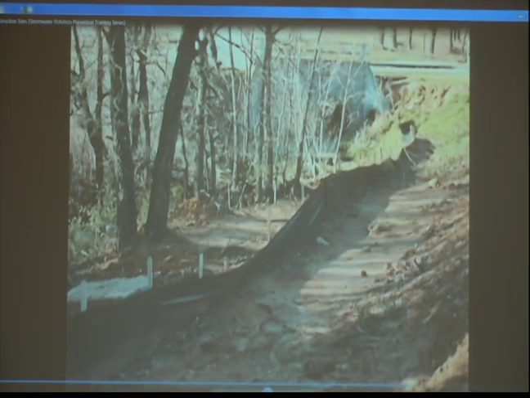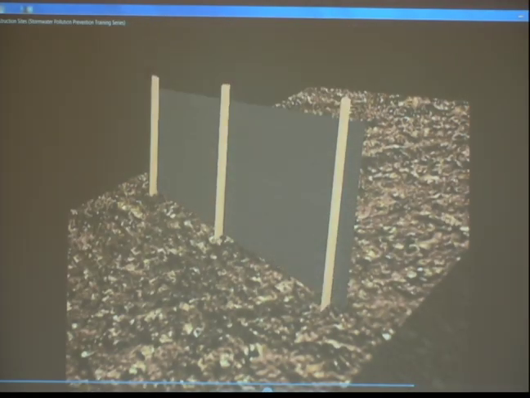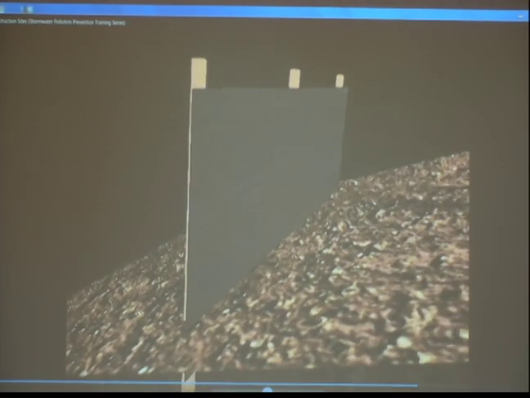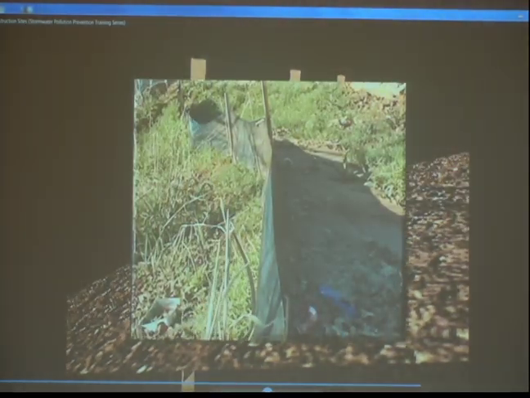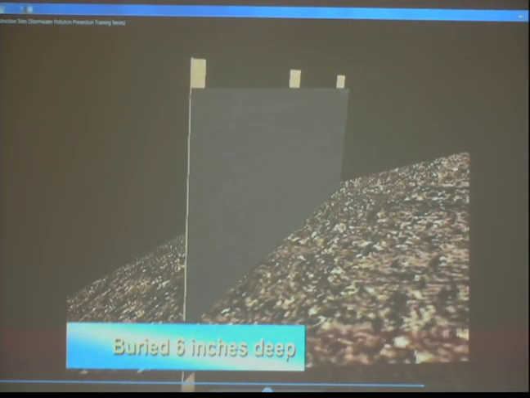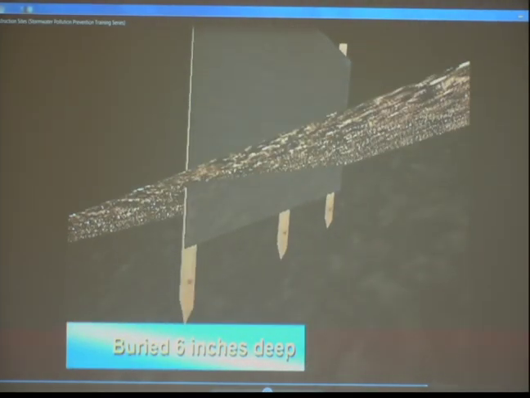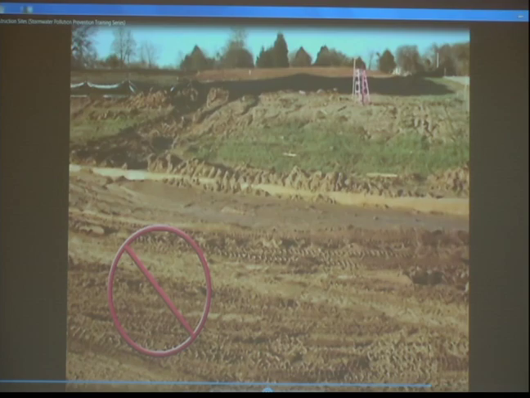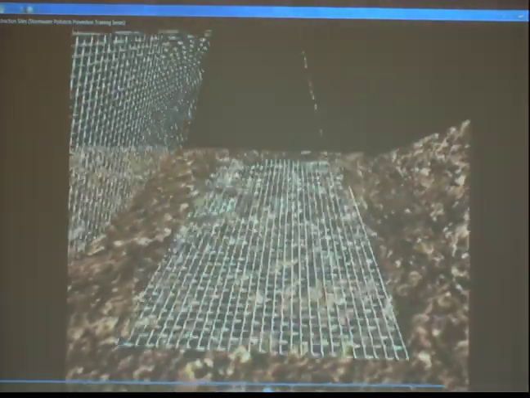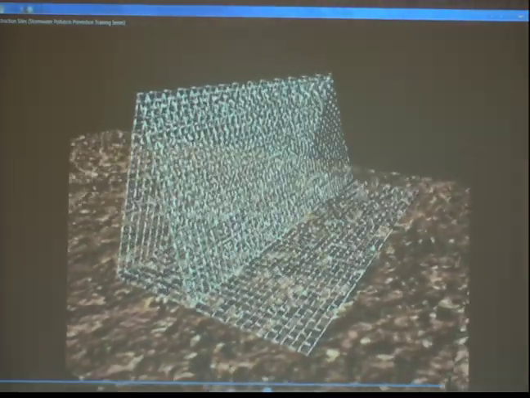A silt fence is a filter fabric trenched into the soil and attached to supporting posts. The filter fabric must be buried at least 6 inches into the soil, or else the water may flow right under the fabric. A triangular sediment dike is a welded wire mesh shaped into a triangle that is covered with filter fabric.